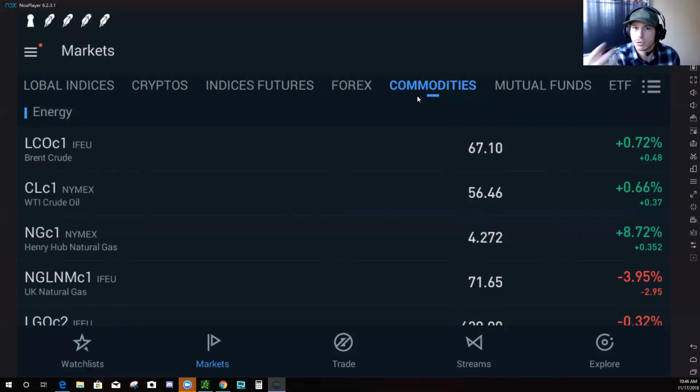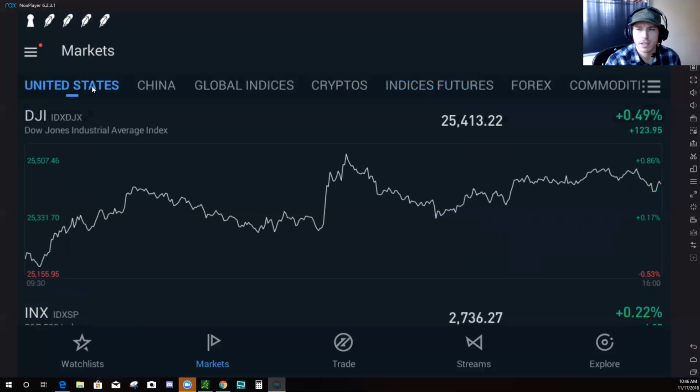If you're a cryptocurrency trader, sure, the cryptocurrency section under markets might be good for you. If you're a futures trader, the futures tab might be something you want to look into. Mutual fund, ETF, global indices, American markets: whatever you're into and like to follow, these particular sections under the markets channel could possibly benefit you.